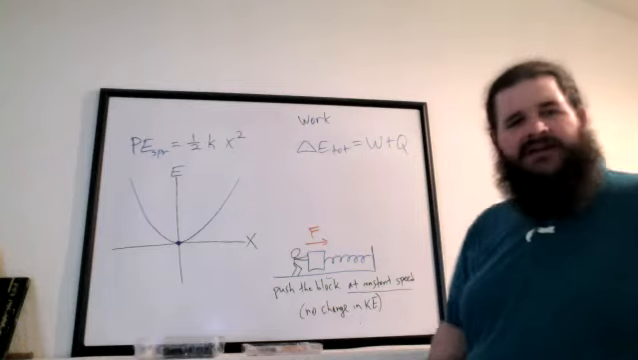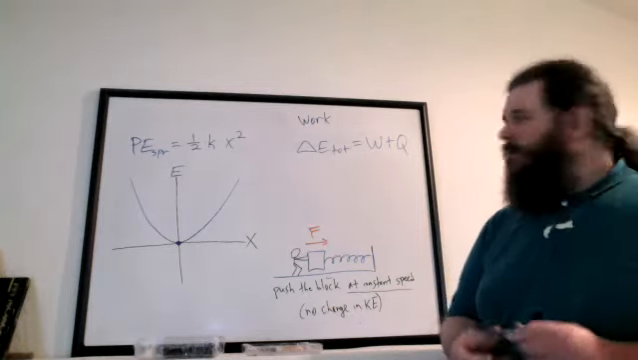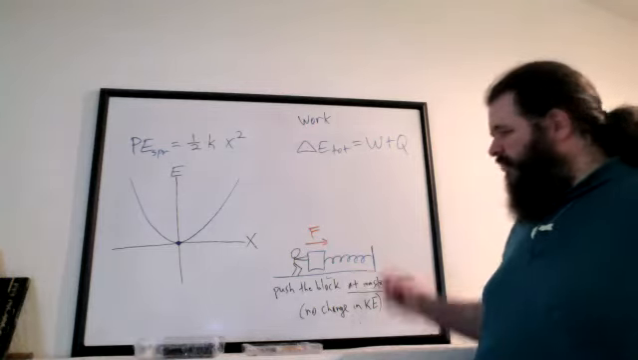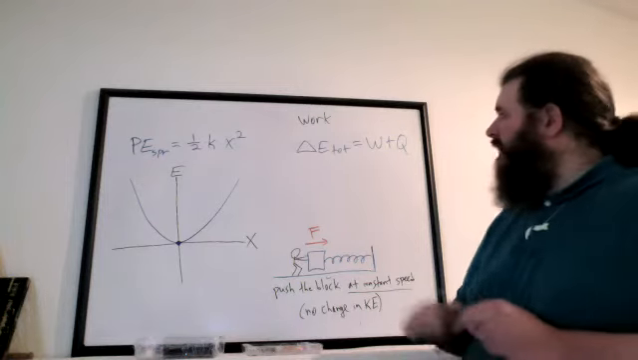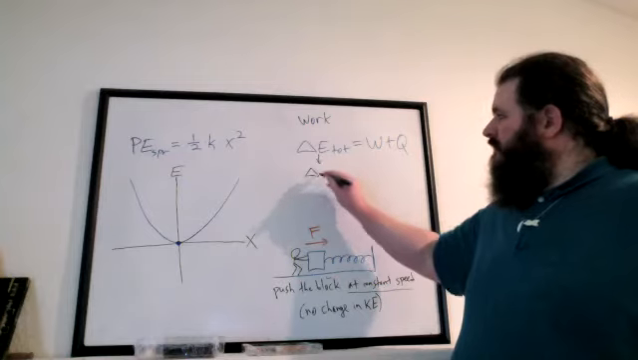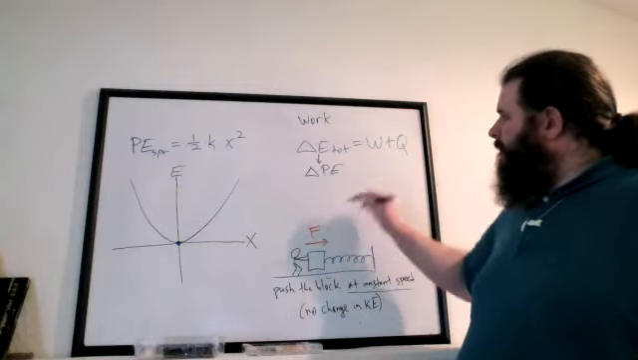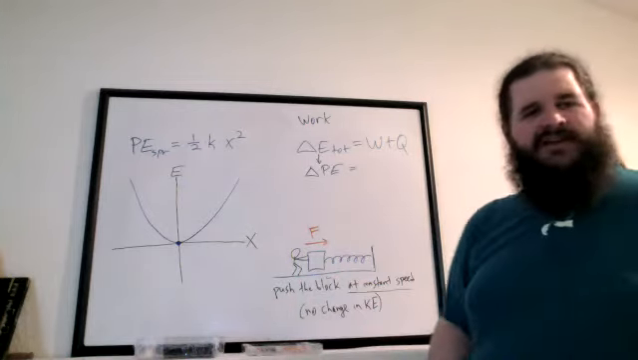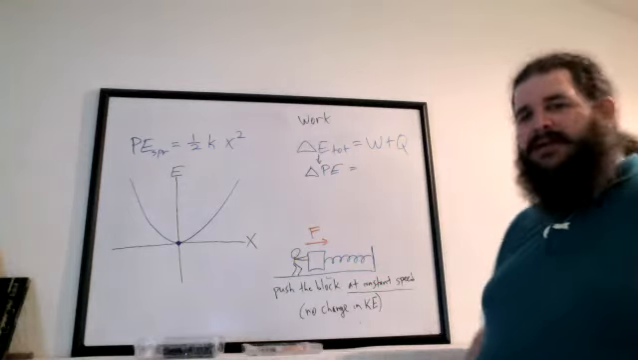It has a little bit of kinetic energy. It is moving. But if we assume that we're pushing it so that it moves at constant speed, then there's no change in kinetic energy, which means delta E total is only change in potential energy. There's no change in kinetic energy because it's moving at constant speed.